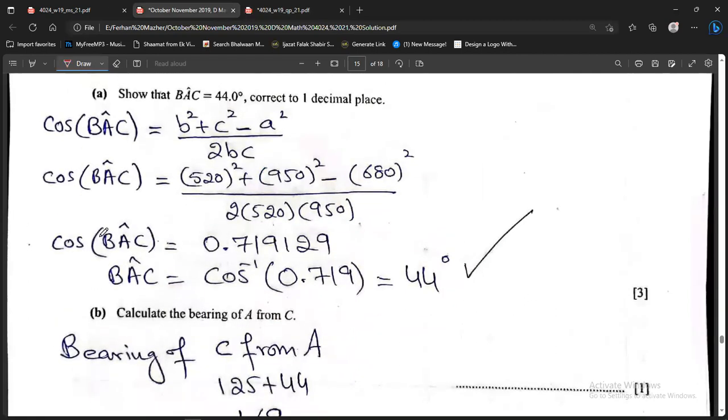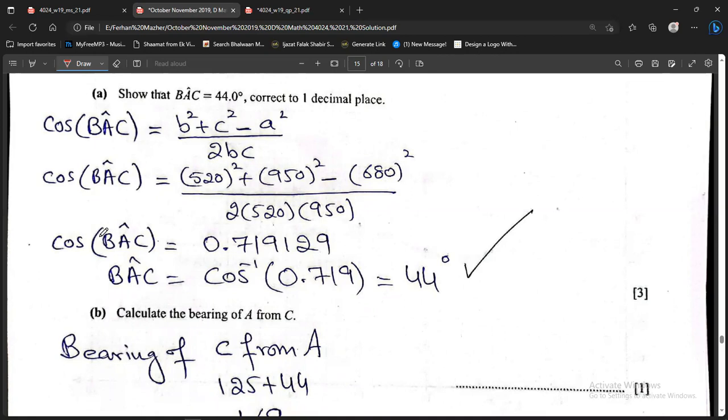Cos of the BAC will be equal to B square plus C square minus A square, the whole thing divided by 2BC. So the cos of the BAC will be 520 square plus 950 square minus 680 square, divided by 2BC, that will be 2 into 520, into 950. That's in the denominator. So upstairs, do the calculation. How will you enter this in your calculator?